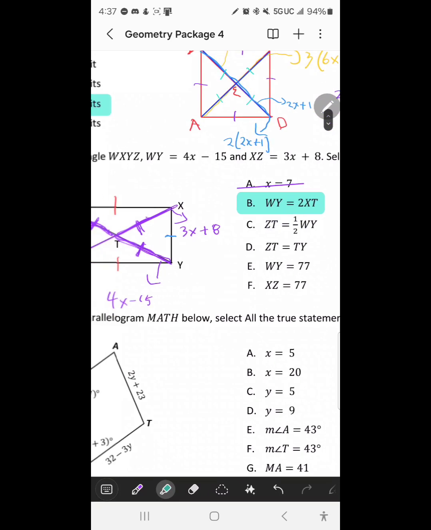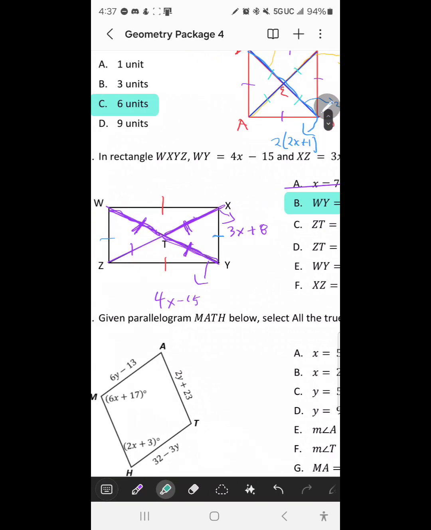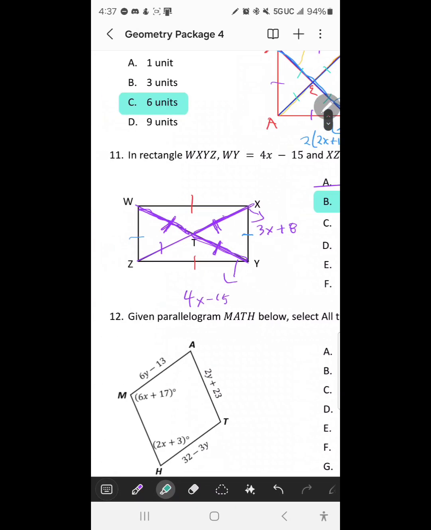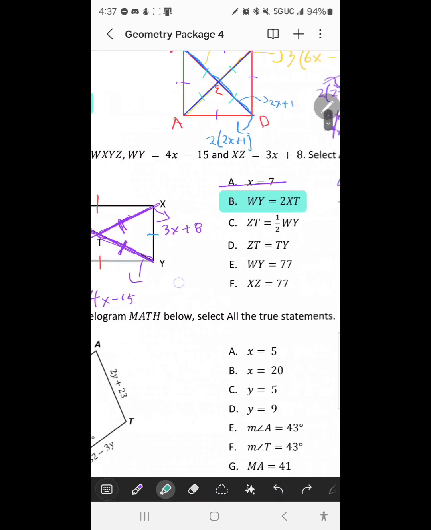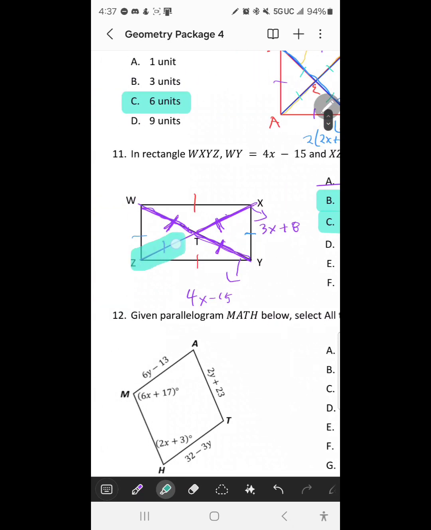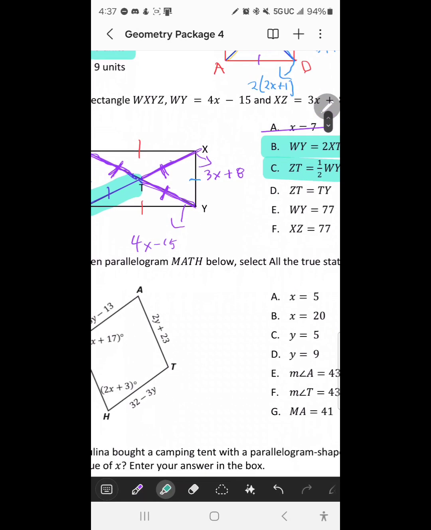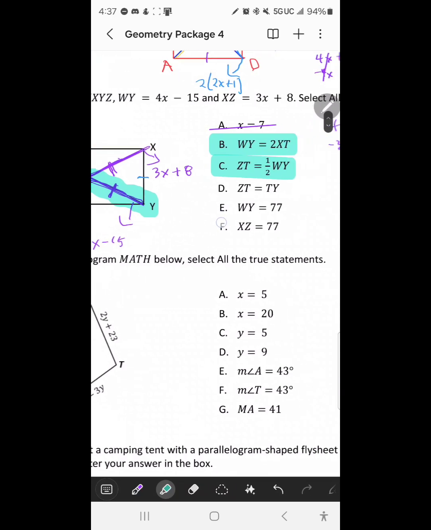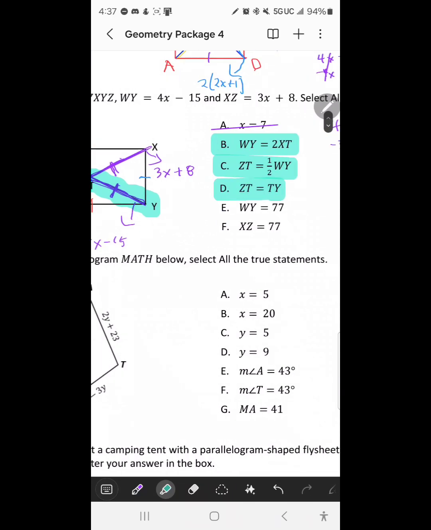Now let's see CT, which is this little part, equal half of WY. This is basically what I just explained. So this little side is equal to this little side, and this little side is half of WY. So yeah, this is true. We could also do it mathematically, it's just going to take too long. Now let's say CT equals TY. It's the same property, once over again.